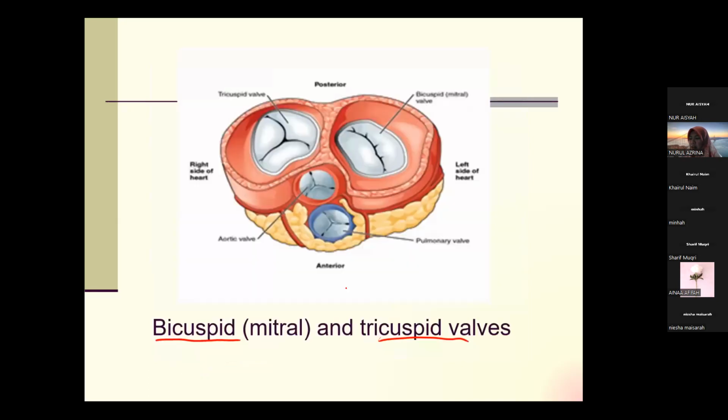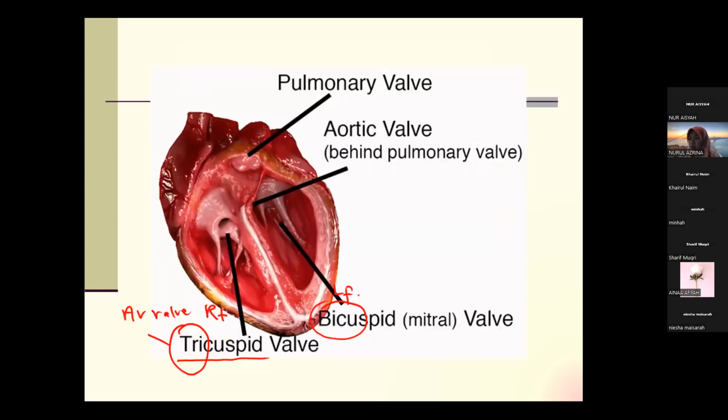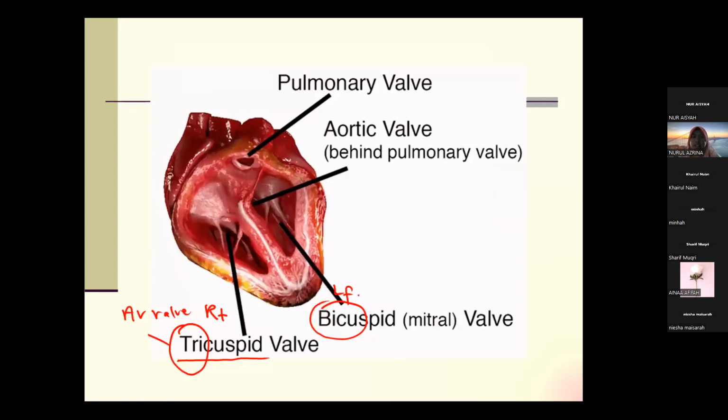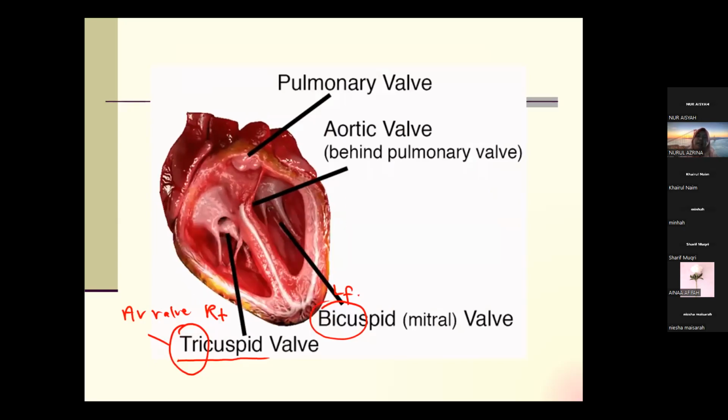I guess that's all for today. This was just a slide, a little bit of introduction related to chapter 3.